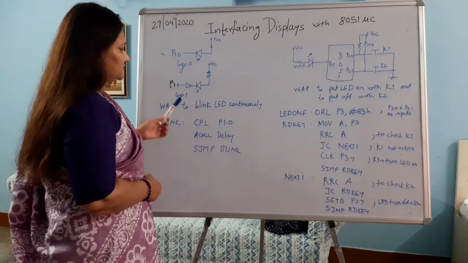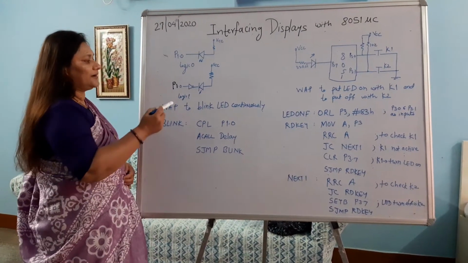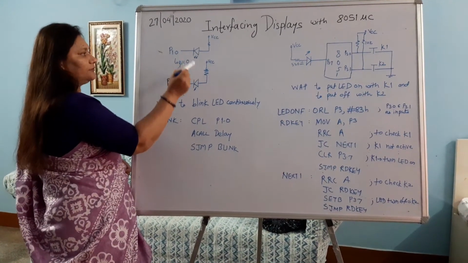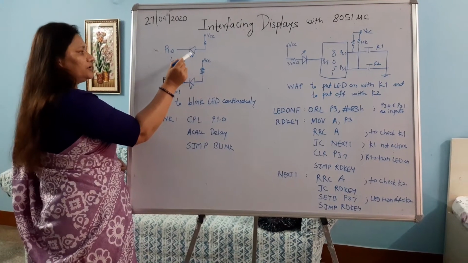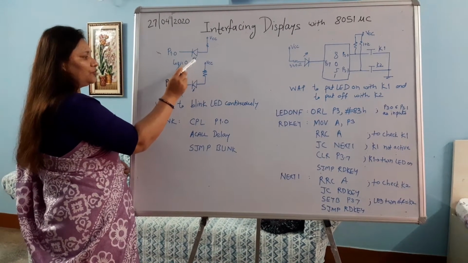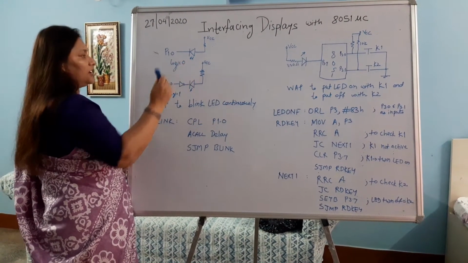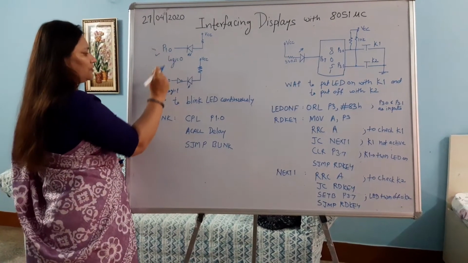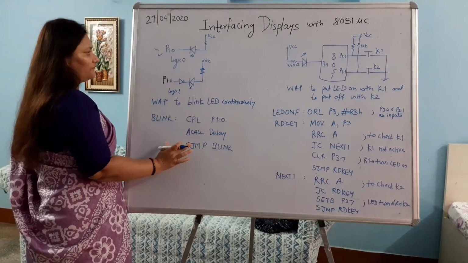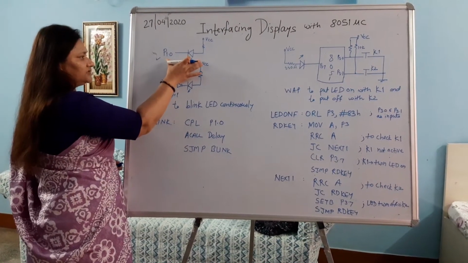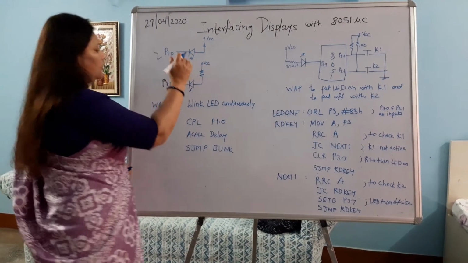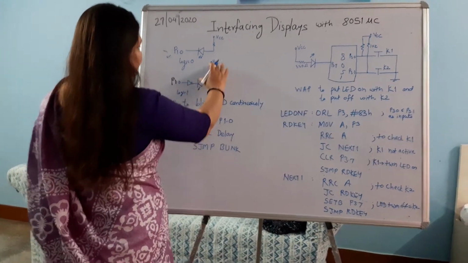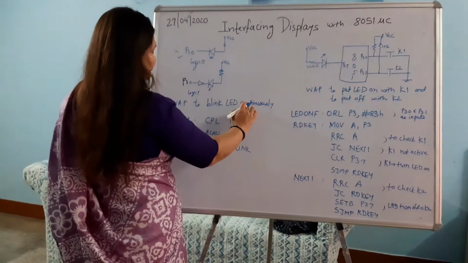Now let's try a small program to blink this LED. Blinking the LED means putting it on for some time and putting it off for some time. Whichever configuration you use, the program will work. Let's say we are going with this particular configuration. Now we have to write the program to glow the LED continuously.